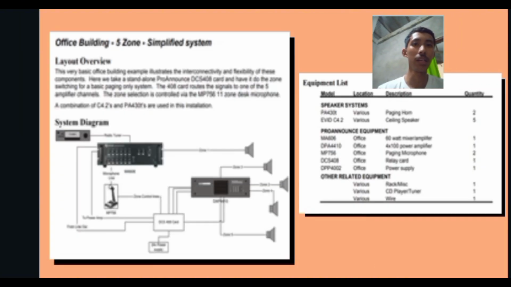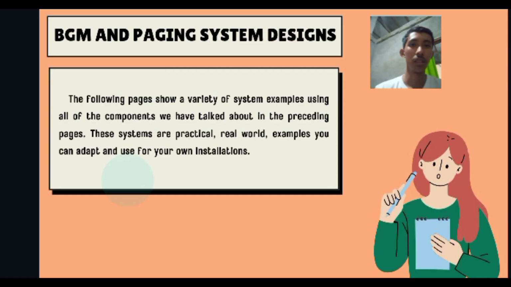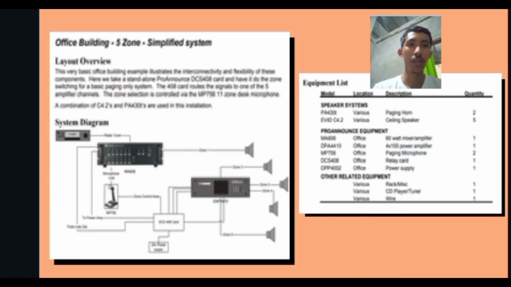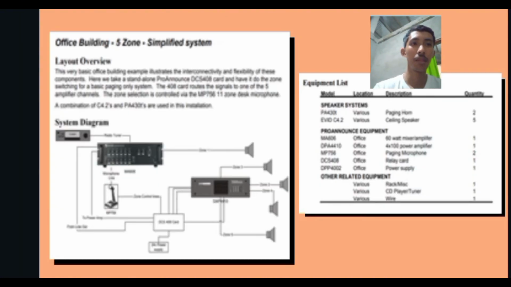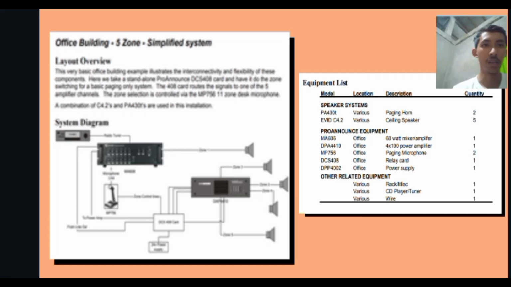So here are the examples for a five-zone simplified system for an office building. The other one is the equipment list. Here is the equipment list: model, location, description, and quantity.